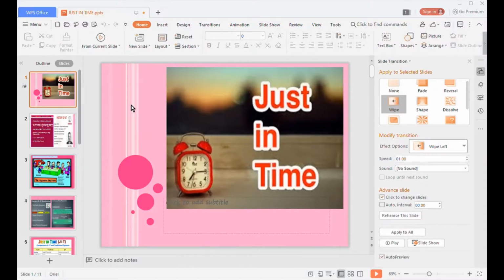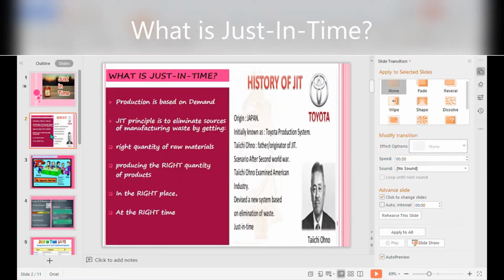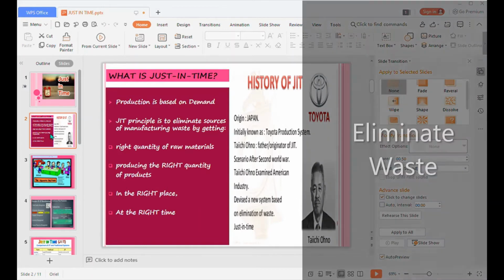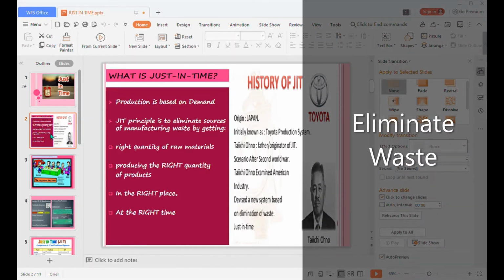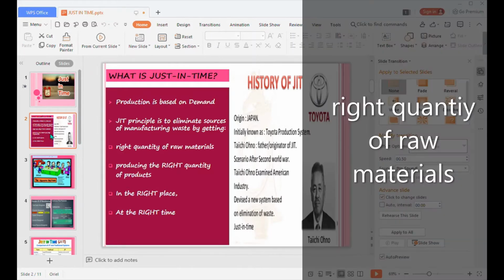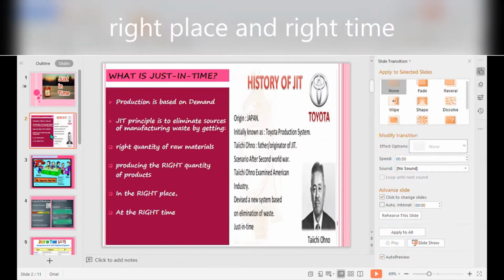So just in time, that is a production management system that aligns raw materials order from supplier to production. What is just in time? Production is based on demand. Basically, it is to eliminate sources of manufacturing waste by getting the right quantity of raw materials, producing the right quantity of products, in the right place and at the right time.